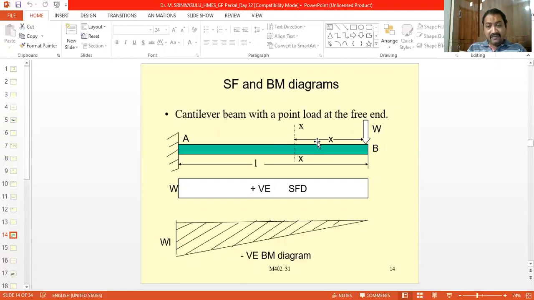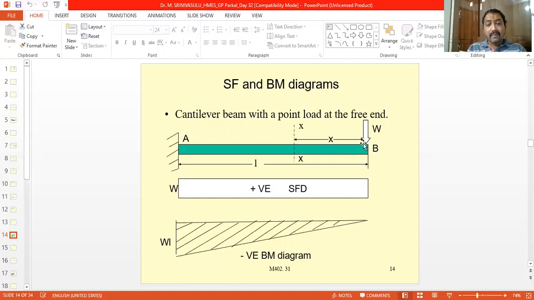So generally, because I am taking only the right side, because all are known here. Therefore, if you take this section xx, only one force is acting, that is the W force, and that is also at point B. The distance between the point B and xx is x meters. So the distance is also known.